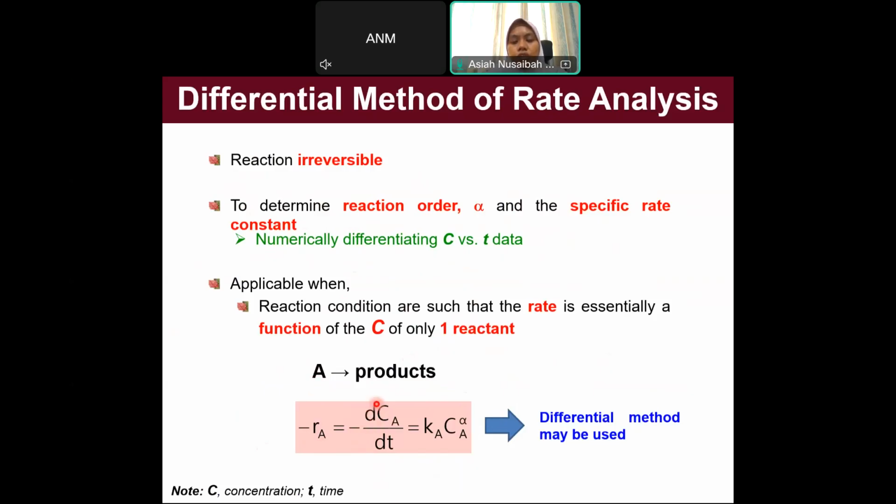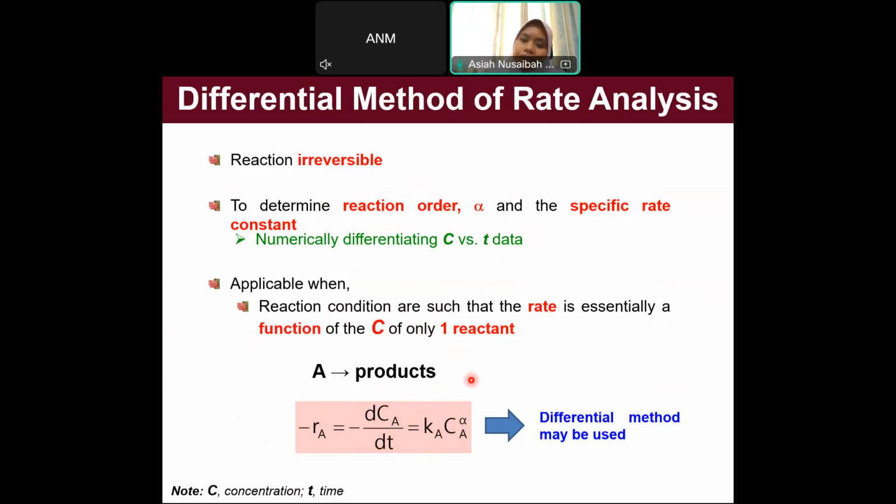The differential of concentration of A, our reactant, over differential of time, is equal to kCA. Then we will find our k and also our alpha. And this case is only applicable when the reaction conditions are such that the rate is essentially a function of the concentration of only one reactant.